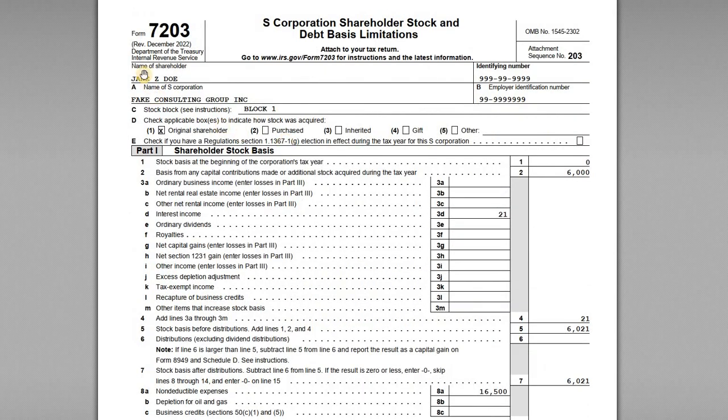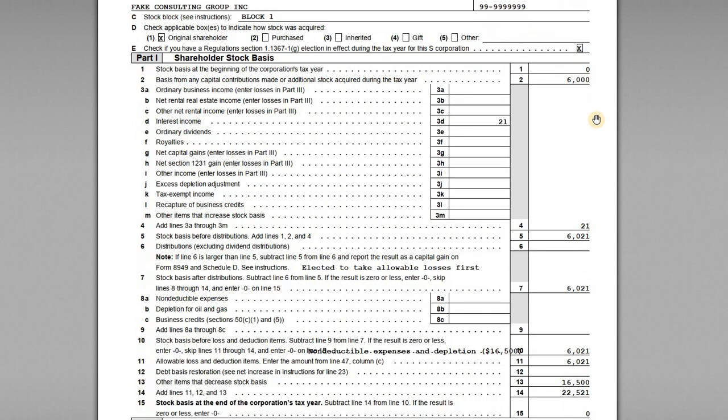All right, so now let's have a look at what happens if she decided to make this election, this 1.1367-1(g) election. So in this example, everything's the same, right? All the income and loss items from the K-1 are the same. Same block of stock, original shareholder. But now in item E, we are checking here to indicate that we have made this election during the period under 1.1367-1(g).